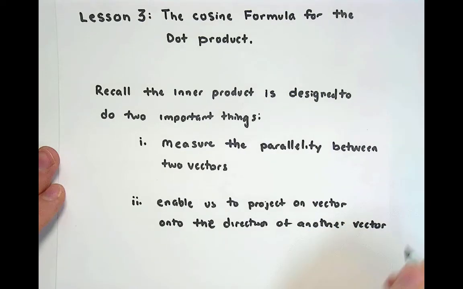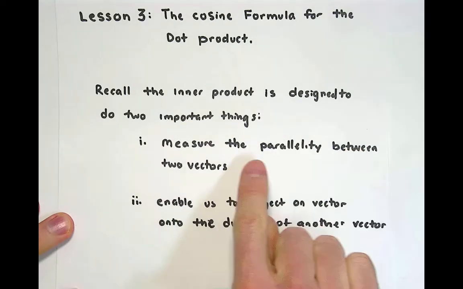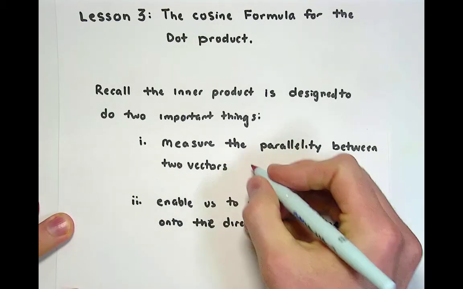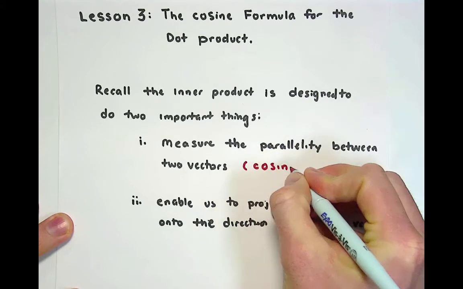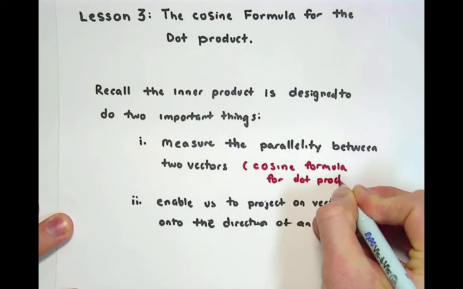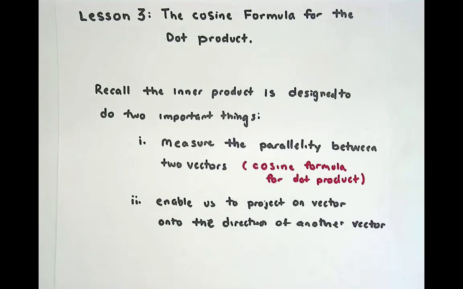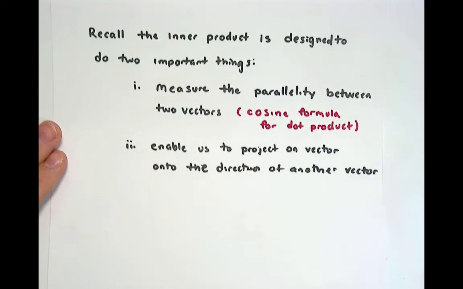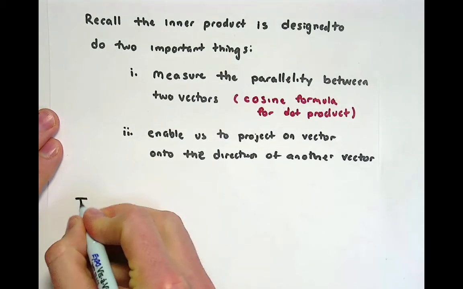Each of these functionalities has different mathematical tools associated with it. In this video, we're going to focus on the main formula or the main theorem that allows us to interpret the dot product as a measurement of parallelity, which is called the cosine formula for the dot product. In future videos, we'll derive a projection formula using the dot product and then show how to use it in action. With that stated, I think we should actually just state the cosine formula for the dot product.